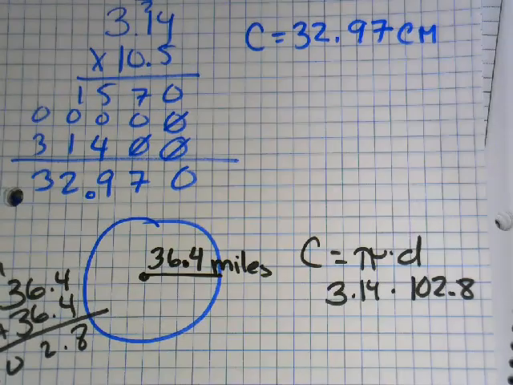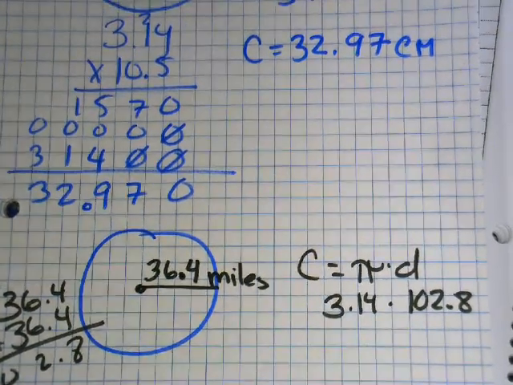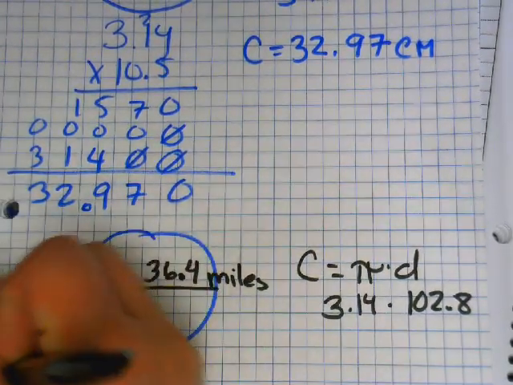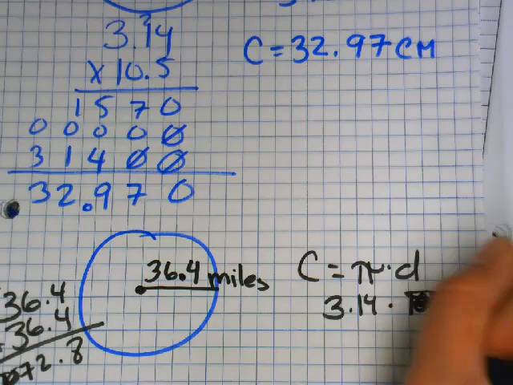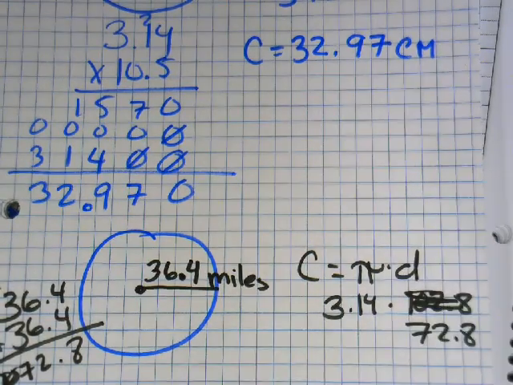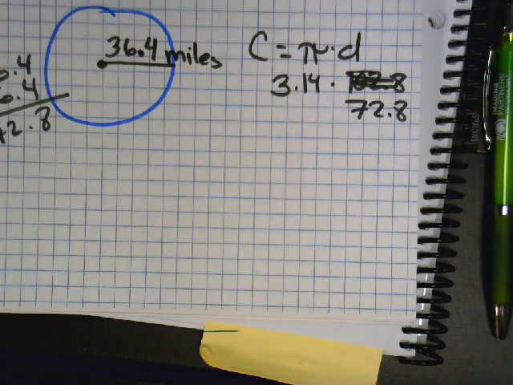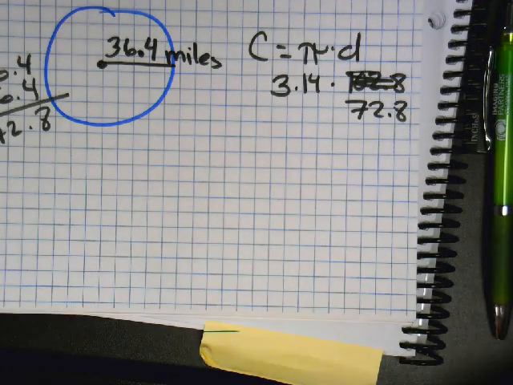What's wrong with 102.8? I got 72.8. Oh, I multiplied. I know what I did. Right, that's a 7. We caught you. Thank you, because some of you just copy me blindly without thinking, hey, is she right or is she wrong? Thanks for not blindly copying me. I was just testing you.